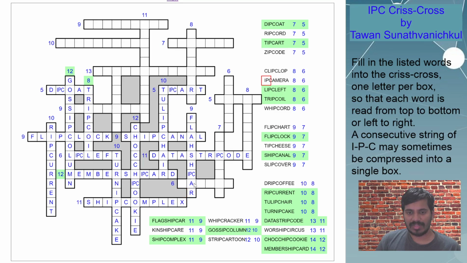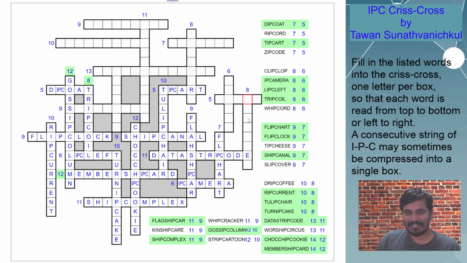So we can see second, so there's no A here, no A here. So there's only one word with A, which is IPC or IP camera. And so we can go ahead, IPC is compressed here, and IPC camera. And we had 2 options for this column 7. If you remember, it was flip chart or slip cover. But we know now that the second last has to be R. So it has to be flip chart. So flip chart. There we go.